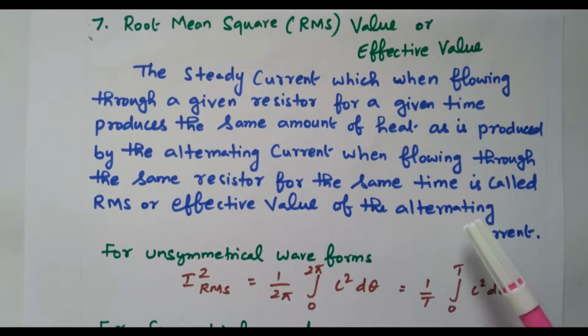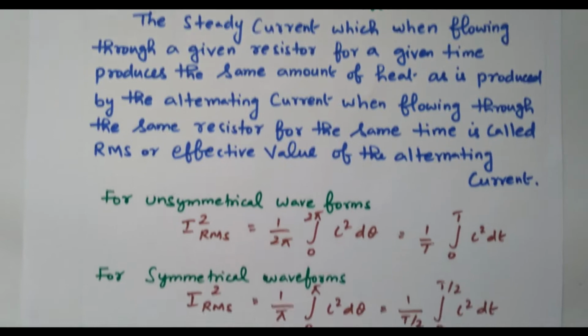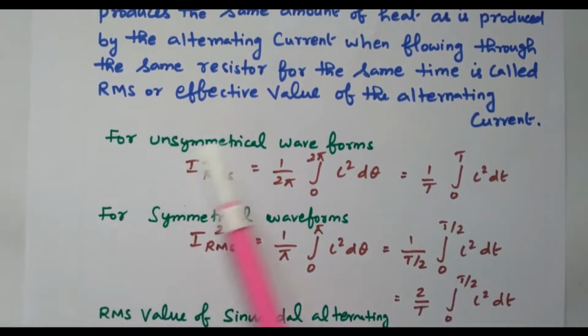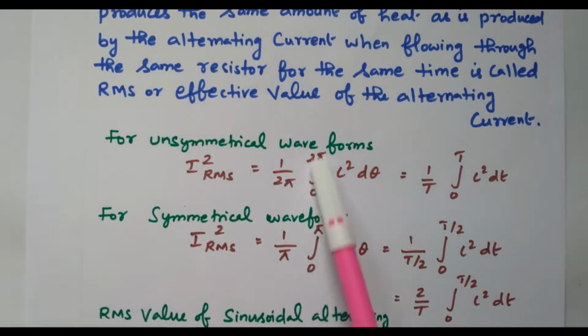The current flowing through the resistor for a given time, heat is produced. For a DC current, what is the heat produced? And for the same, what is the heat produced for alternating current? That is the definition. Now we will see the waveform. We will see the equation. So again we have unsymmetrical and symmetrical. Symmetrical means we can take 1 by pi, only the half cycle. Unsymmetrical means we have to take the full cycle, 0 to 2 pi.